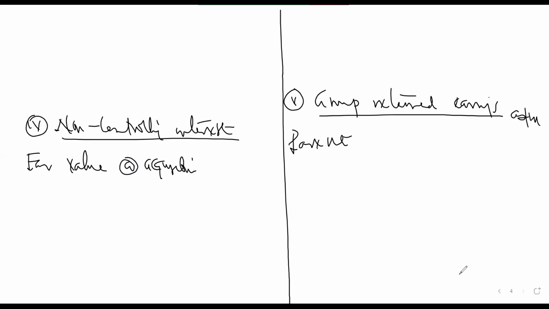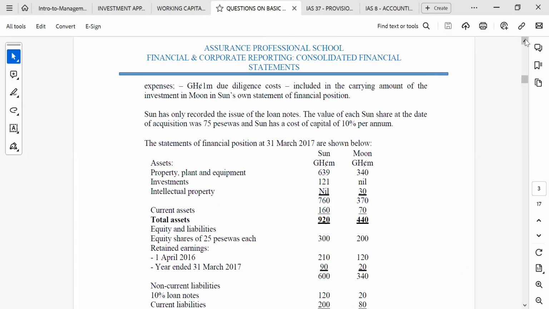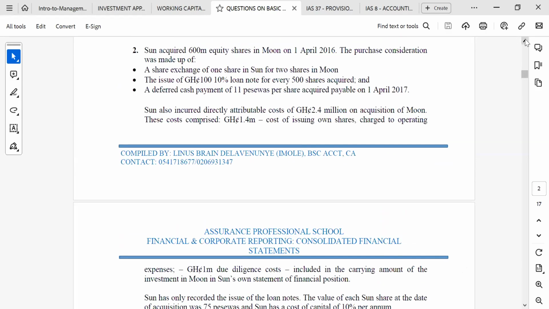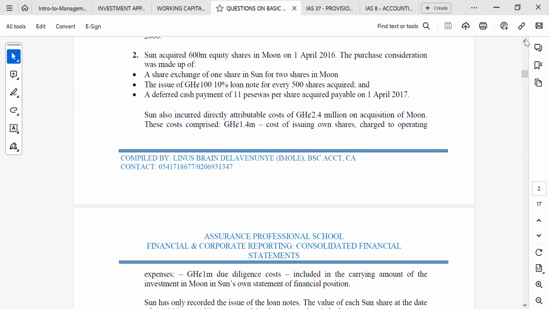That will be 300. So let's now start reading. This 210 is the retained earnings at the beginning plus the profit for the year. We don't know whether there will be an investment in associates, so we can read the question to see whether we have investment in associates. After doing this, you now have time for the question. Let's start reading from the top.